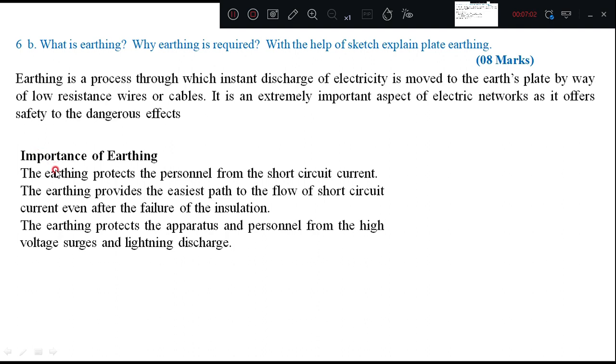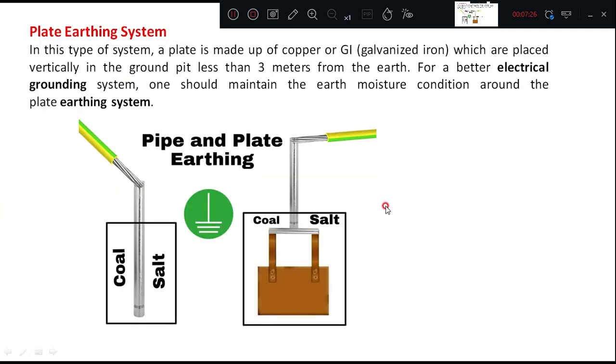Then the importance of the earthing is to protect the devices and human beings from the abnormal condition in the electrical system. Then the third part is you have to draw a neat diagram of plate earthing with a labeling of the different parts of the system, and you have to explain. Here I am giving a brief explanation for the plate earthing as well as pipe earthing. Don't write for both; if it is asking only plate earthing, you have to write for plate earthing.